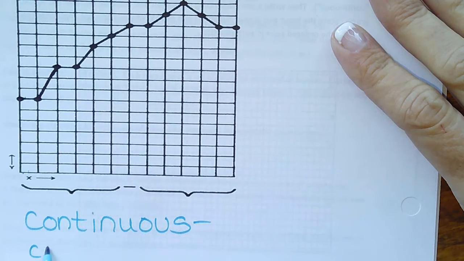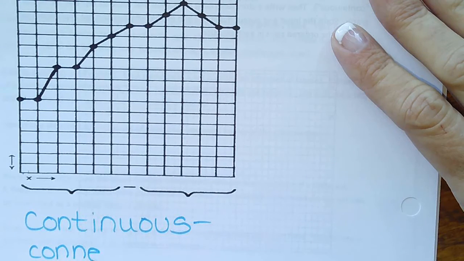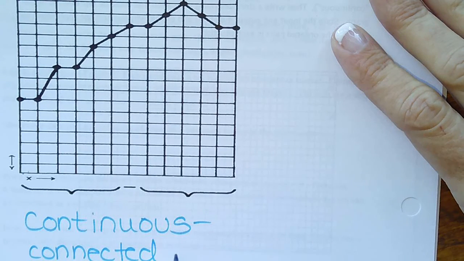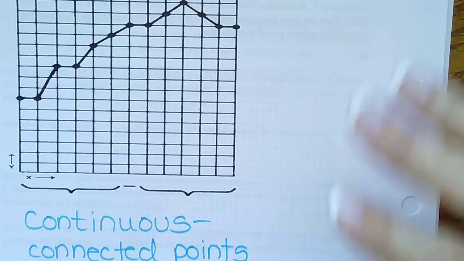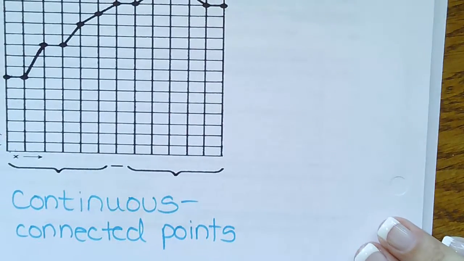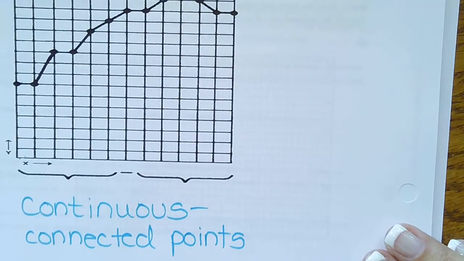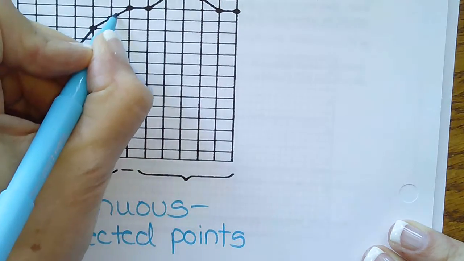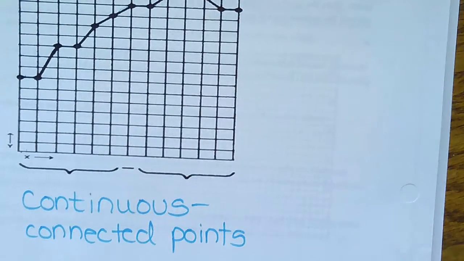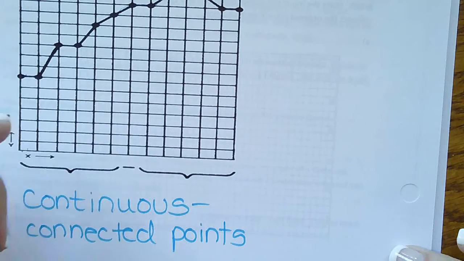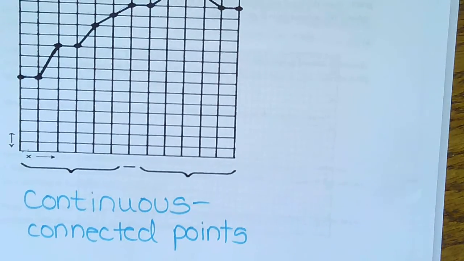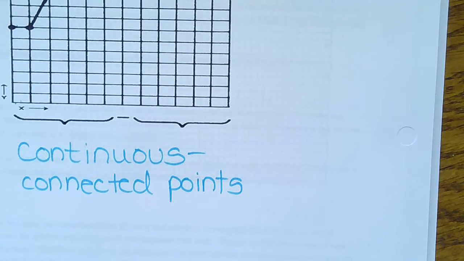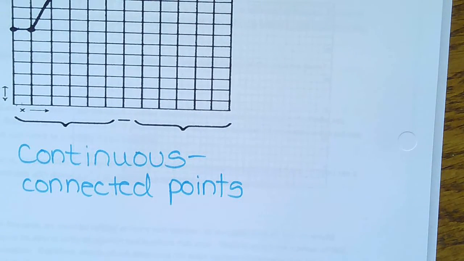So this is connected points. So continuous data, remember we can draw it without lifting our pencil. So you can see I could draw this whole graph without ever lifting my pencil. Where on discrete, we have to lift our pencil for each separate dot. So continuous is connected points. We do not have to lift our pencil.